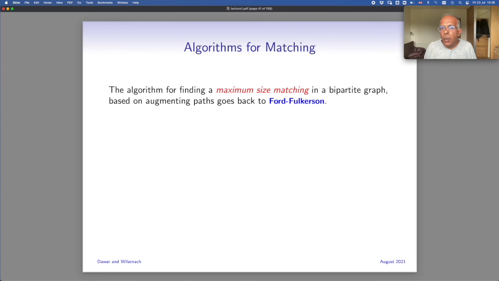Before I move on to looking at some examples of how these symmetries arise, I thought I'd say a little bit specifically about the matching problem, because the matching problem is going to be another recurring theme, a recurring example in our course of lectures. The algorithm that I just outlined for finding a maximum size matching in a bipartite graph, this is quite old. It goes back to Ford and Fulkerson and their work on the max flow problem in graphs. And it goes back to the 1950s, I suppose.